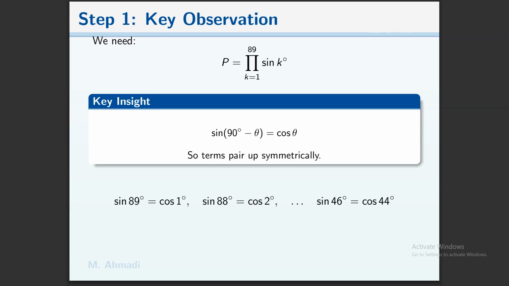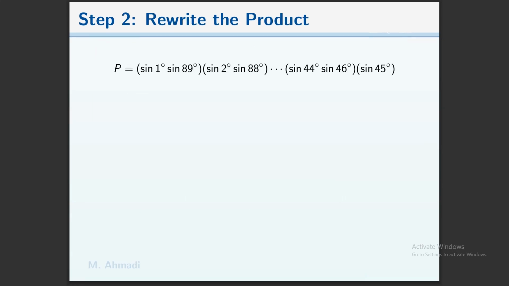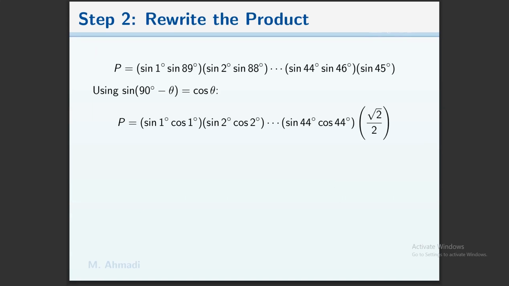So sine 89 degrees is equal to cosine 1 degree, sine 88 is equal to cosine 2 degrees, and so on, and sine 46 is equal to cosine 44. Also we know that sine 45 is equal to the square root of 2 divided by 2. And finally, we can write P as sine 1 multiplied by sine 89 multiplied by sine 2 multiplied by sine 88, and so on, sine 44 multiplied by sine 46, and multiplied by sine 45.